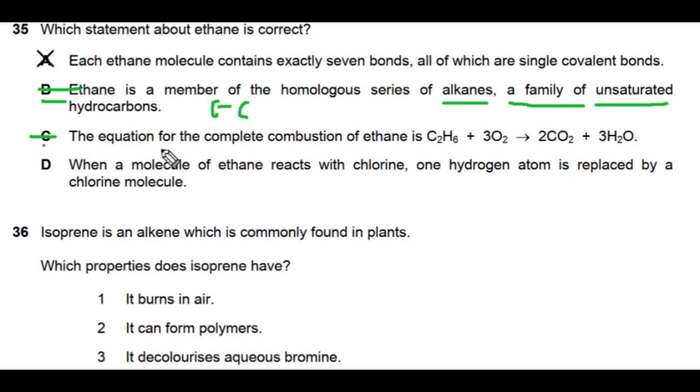C is wrong. Why? The equation for the complete combustion of ethane gives carbon dioxide and water, but here 2 carbons need 4 oxygens, plus 3, which is 7, but here there are 6 oxygens, so this is wrong. D: when a molecule of ethane reacts with chlorine, one hydrogen atom is replaced by a chlorine atom, not a chlorine molecule.